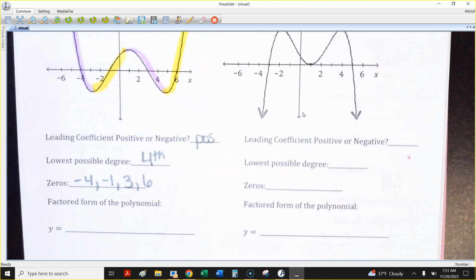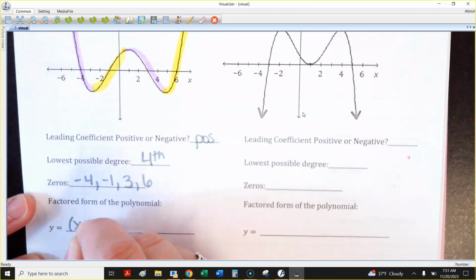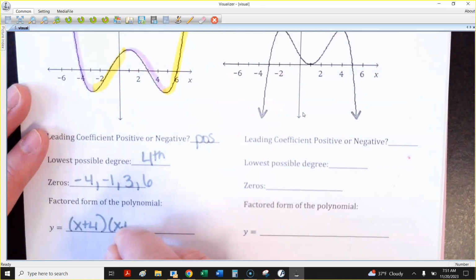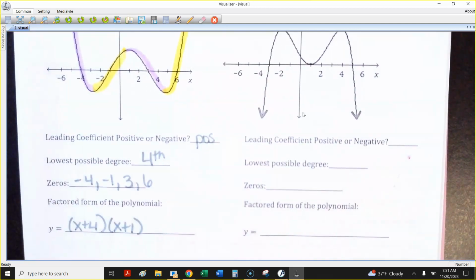If I did -4 as a 0, how would you tell me a little set of parentheses for the factored form? If -4 is your 0, what's the little linear factor that would go with that? Exactly, x plus 4. What about -1? What would be the linear factor that would go with that? x plus 1. Now, what if it's +3? x minus 3. There you go.